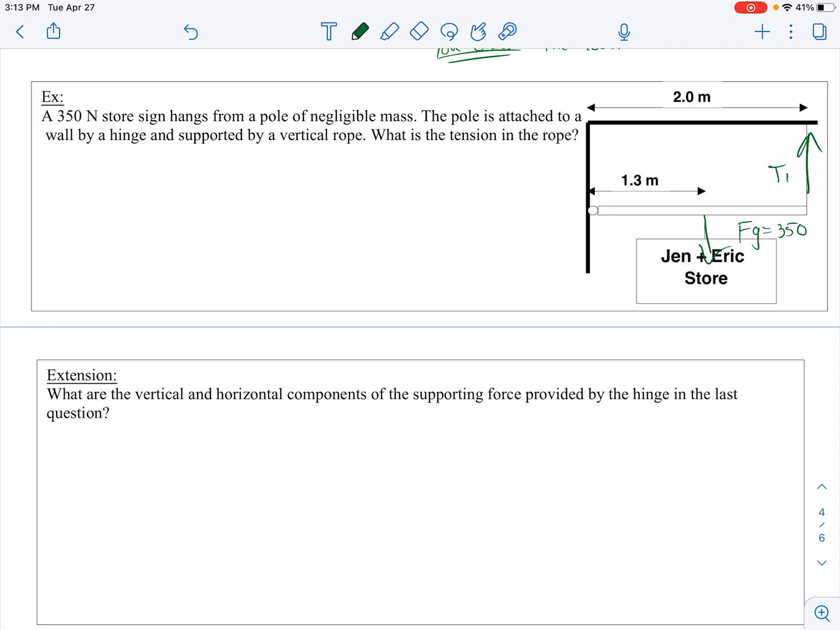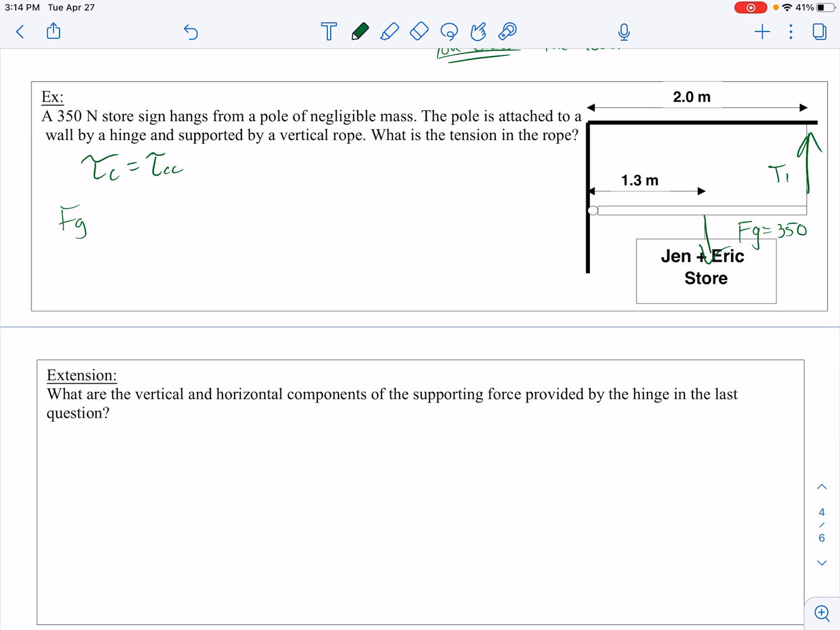Now we know that this is all in equilibrium, so our sign is not moving. It's not falling, and it's obviously not lifting up. So a couple things we can look at here. We know that this is in rotational equilibrium, so we know that our clockwise and counterclockwise torques are equal, which means the sign is trying to pull it down and move the pole clockwise, and then the rope is trying to pull up and move it counterclockwise. So these two rotational motions are equal.